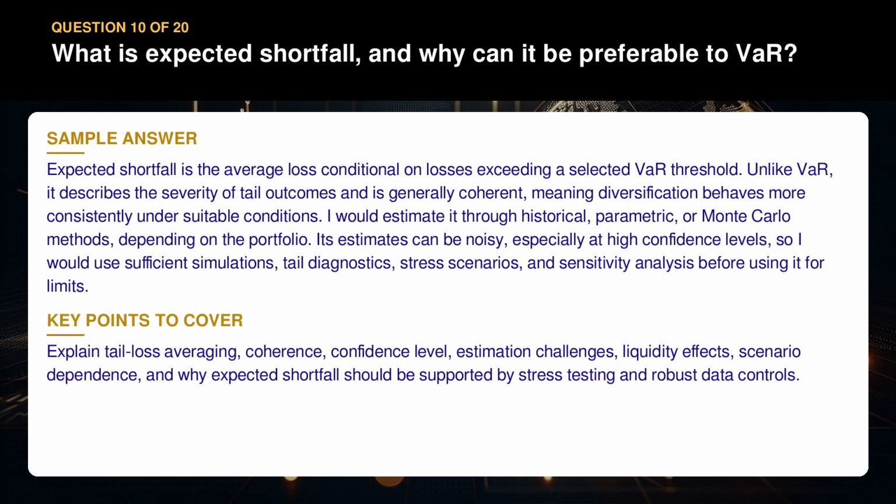Explain tail loss averaging, coherence, confidence level, estimation challenges, liquidity effects, scenario dependence, and why expected shortfall should be supported by stress testing and robust data controls.